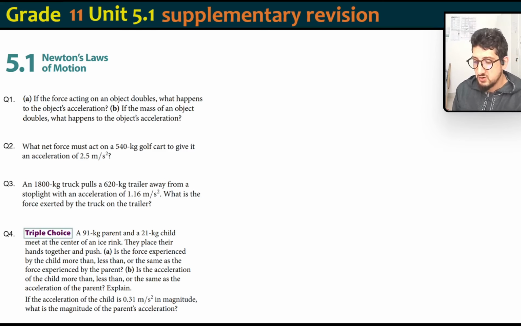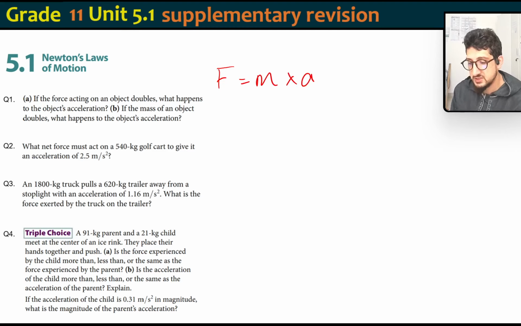If the force acting on an object doubles, what happens to the object's acceleration? If the mass of an object doubles, what happens to the object's acceleration? So the easiest way to do these questions is by simply picking some numbers at random and putting them in. Okay, so pick some numbers, put them into the formula and see what happens. So the formula says force equals mass multiplied by acceleration. So remember, this is question one. So if I go with some numbers here, if the mass is 1 kilogram and the acceleration is 2, then the force is going to be 2 newtons, right?